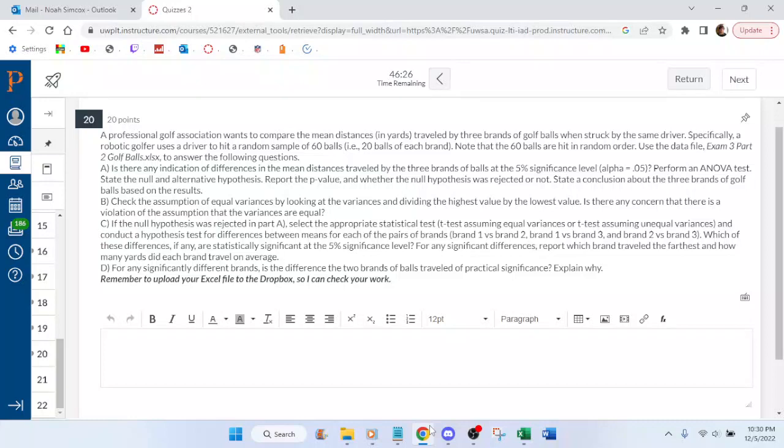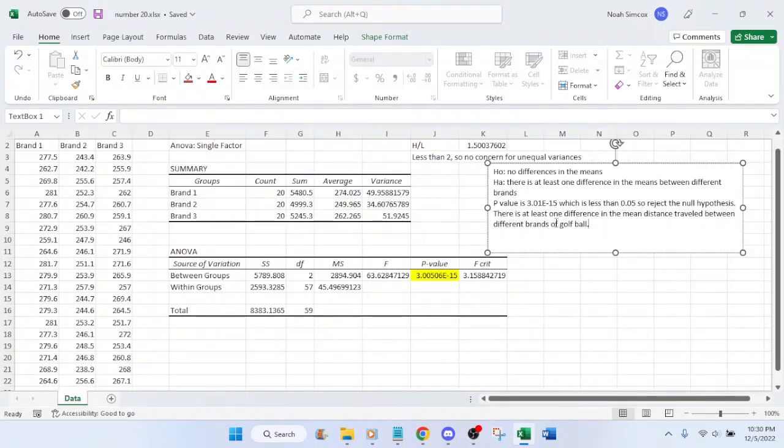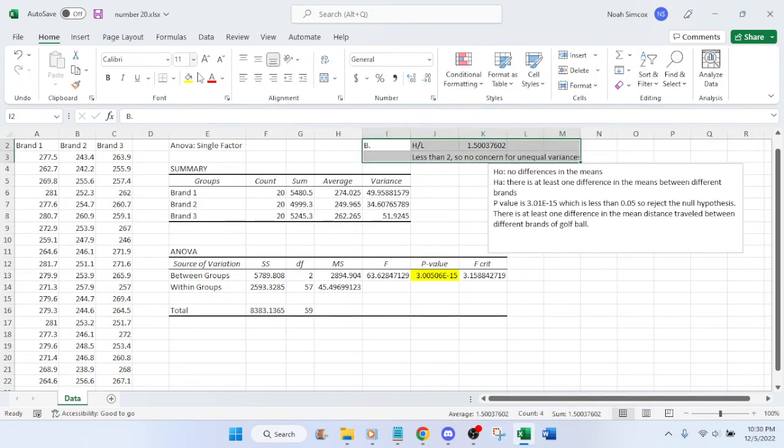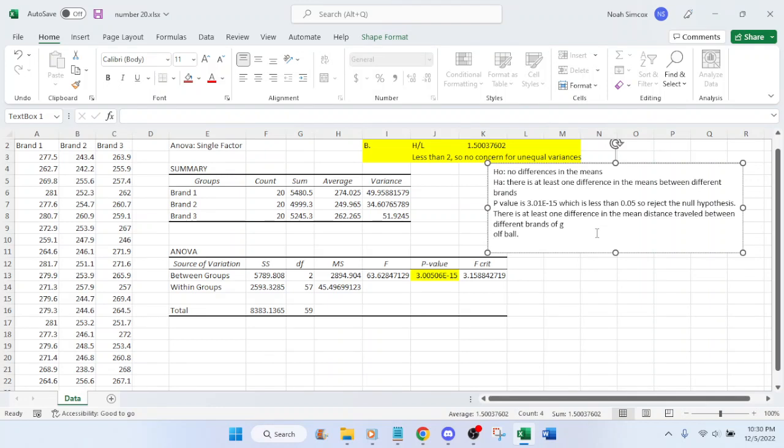Okay, and B, you know what, I'm just going to put B right here, and I'll make it so she can see it pretty easily. And then C, we want t-tests, and in fact, we're going to do C on a separate tab. I just feel like doing it on a separate tab.